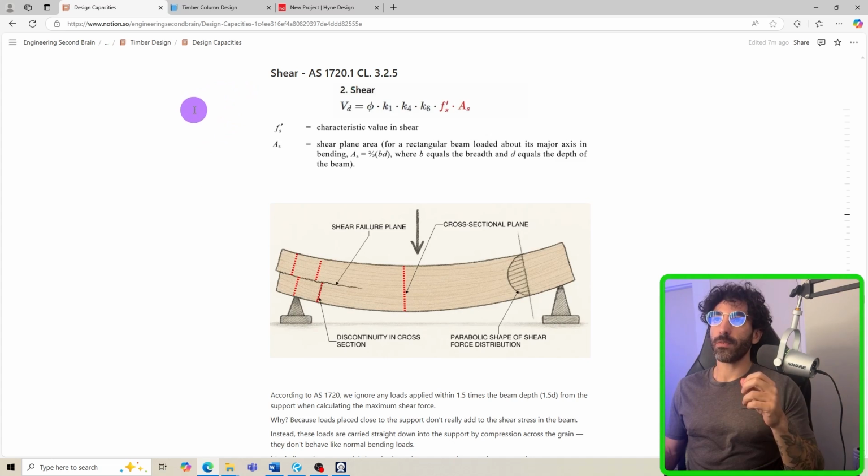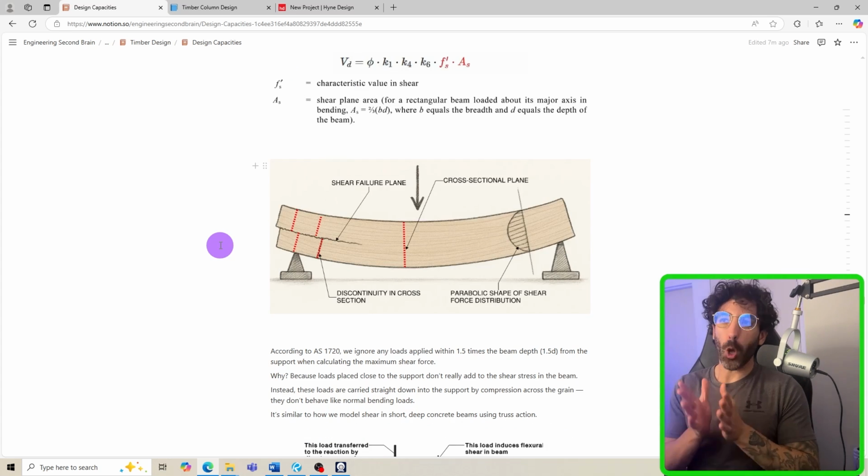governing factor. For the design capacity of the member in shear, we now introduce two variables: the characteristic value in shear, which is Fs, and then the shear plane area, As. For rectangular sections, the shear plane area is equal to 2/3 of B times D.